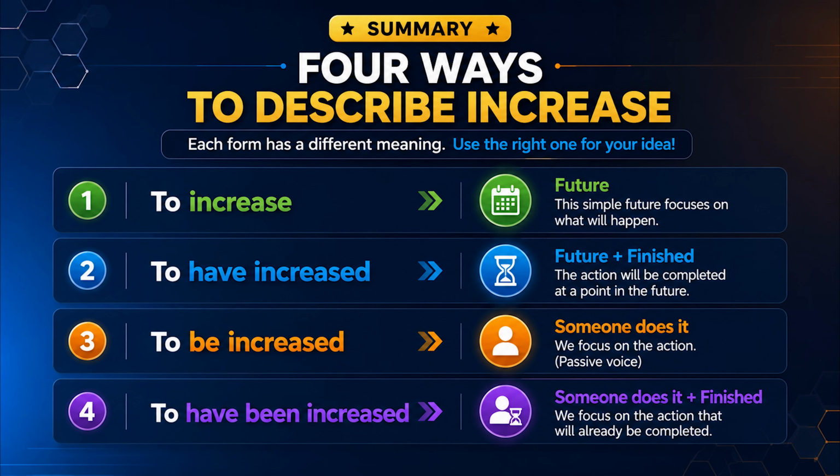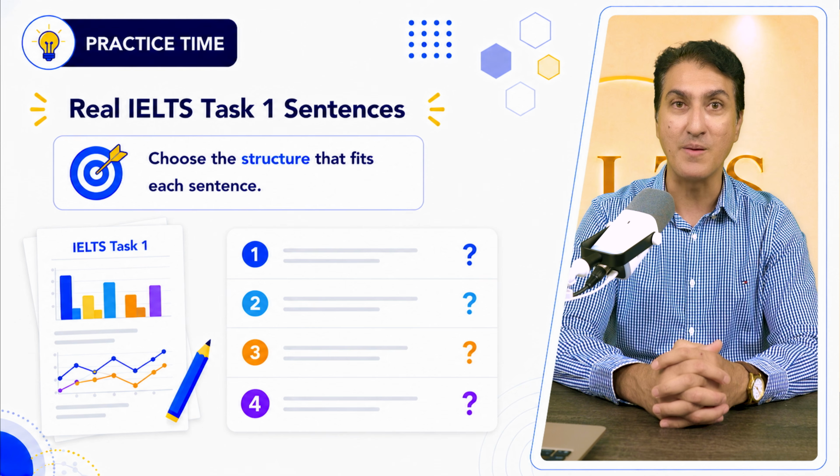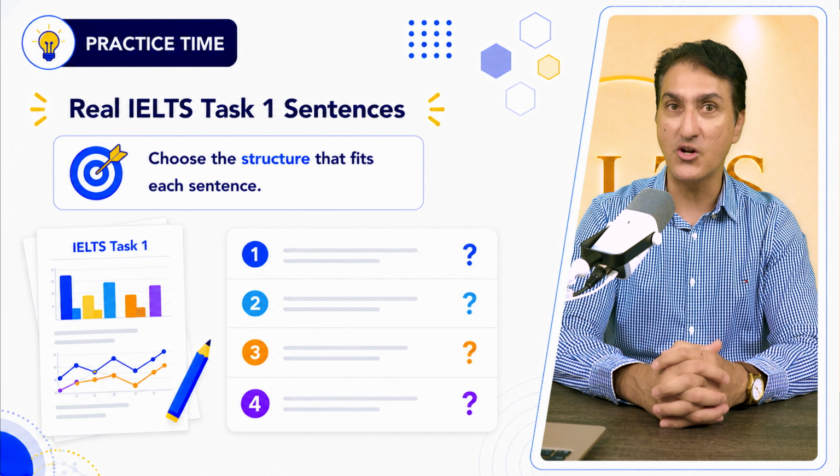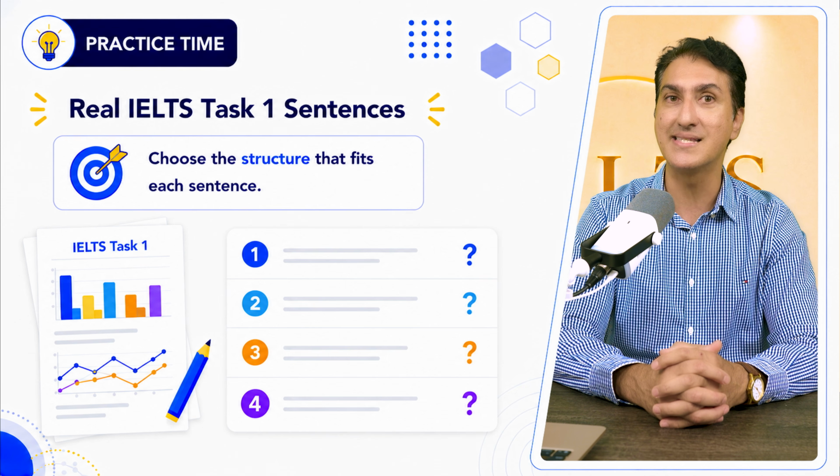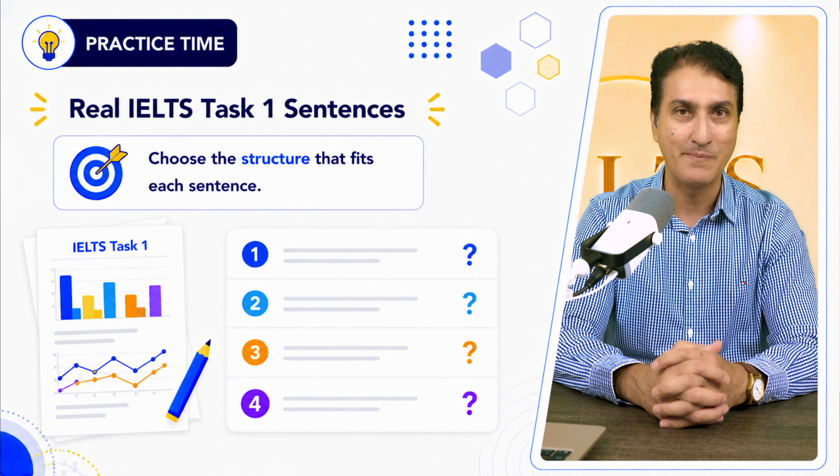Now let's make them even easier to remember. I like this summary much better. Instead of memorizing grammar names, I'm just remembering the ideas. Exactly. Once you understand the idea, the grammar becomes much easier. Now it's time to see these four structures in real IELTS Task 1 sentences.